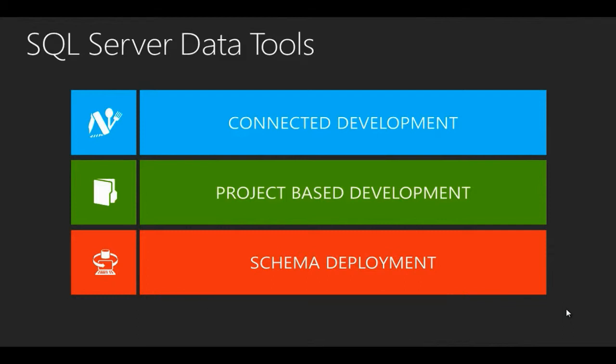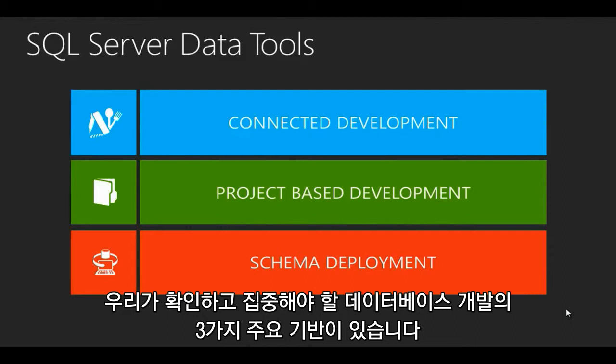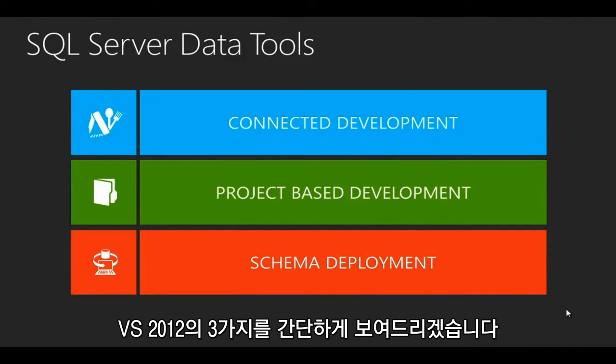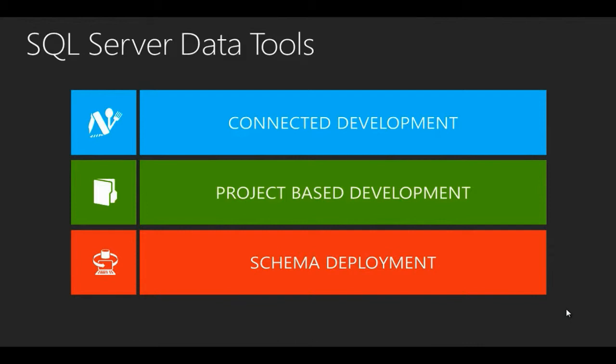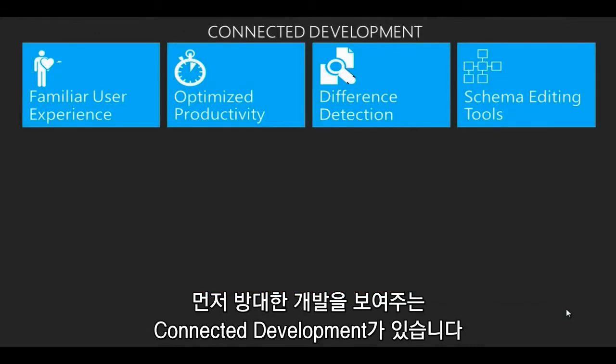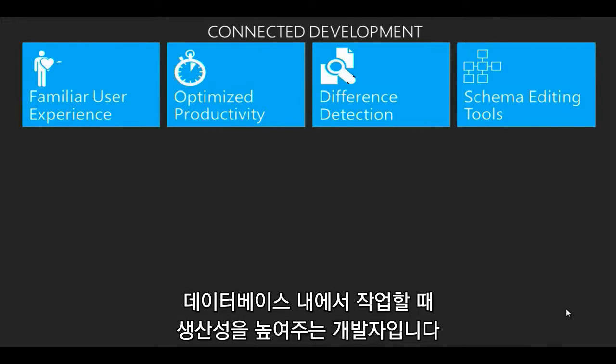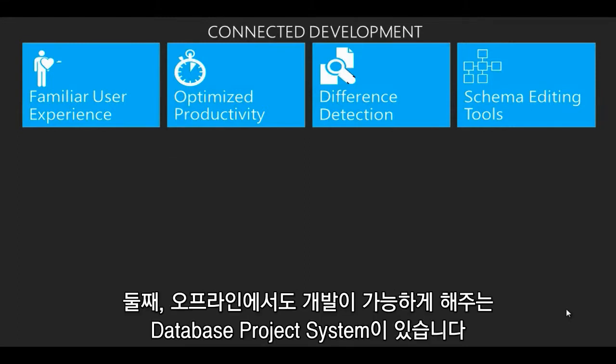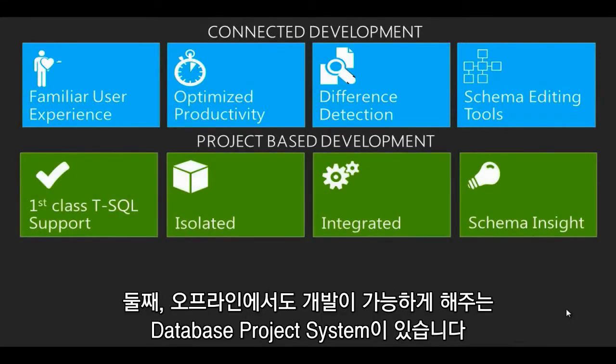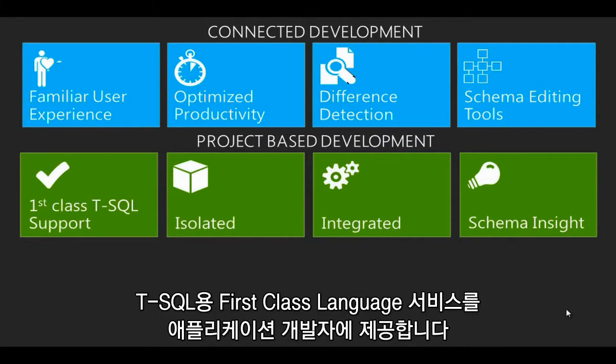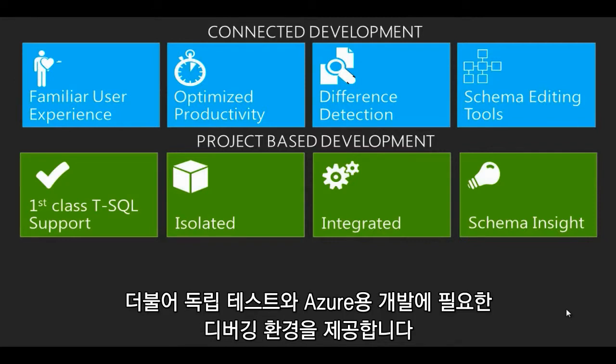There are three main pillars of database development that we identify and focus on. I'll show briefly what these look like in Visual Studio 2012. The first, connected development, has seen vast improvements that significantly increase productivity when working via a direct connection to the database. Second, the database project system allows you to develop offline alongside application development with first-class language services for T-SQL and an isolated test and debug environment, which is especially valuable when developing for Azure.